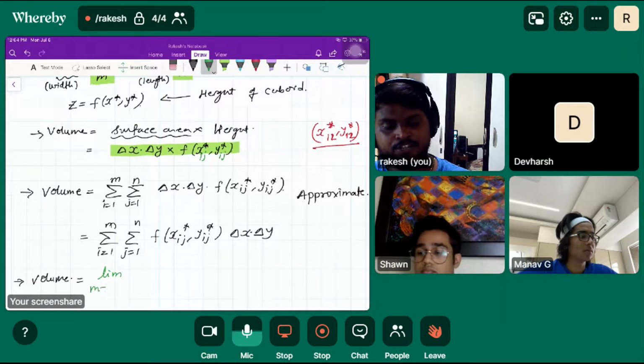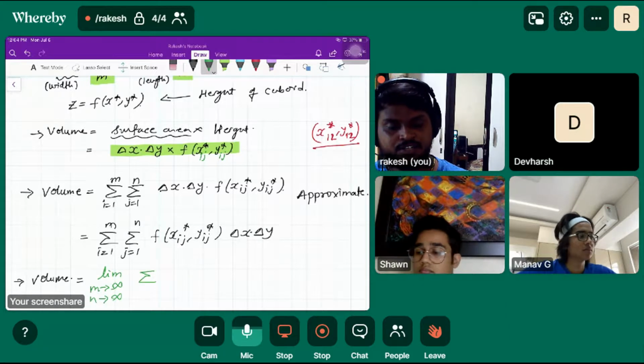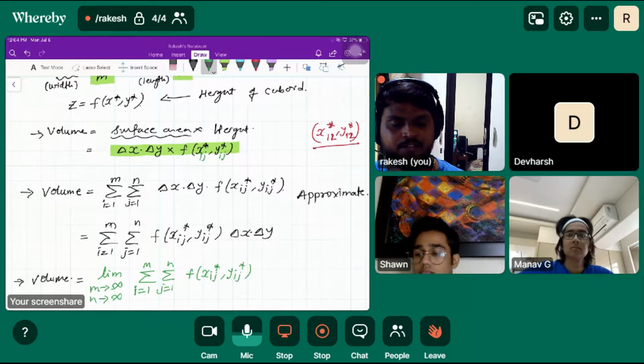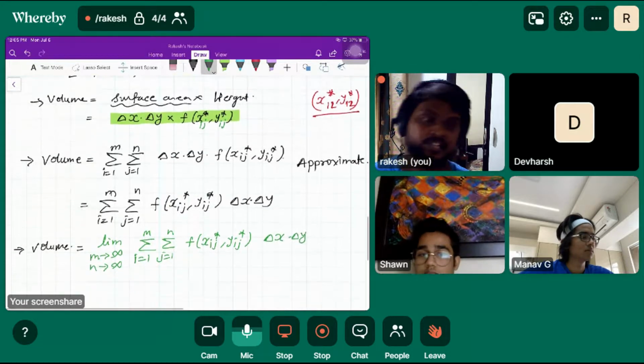So limit m tends to infinity, n tends to infinity, right? Over this function, i equal to 1 to m, j equal to 1 to n, f of x_ij star, y_ij star, delta x delta y. Why I said del x, I don't know. Delta x delta y.